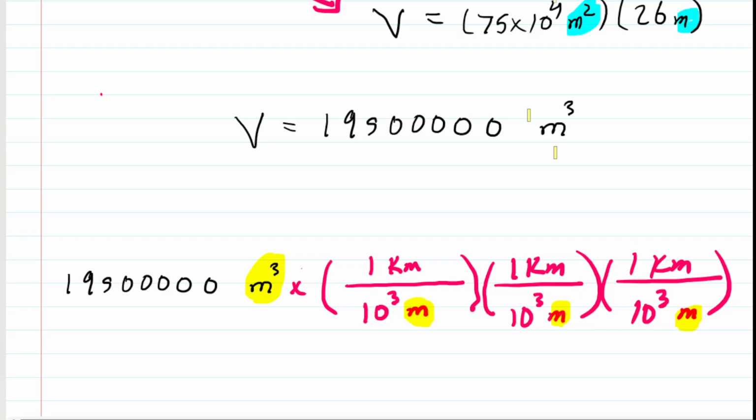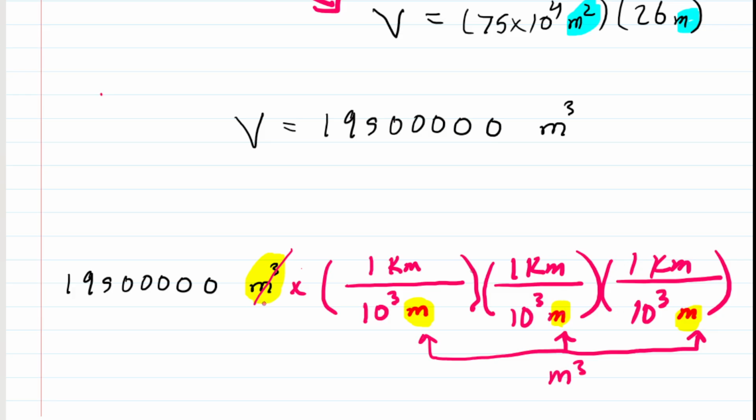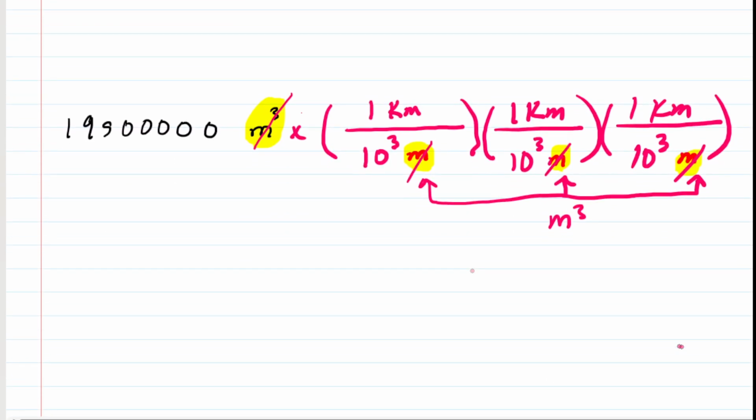So now look at the bottom carefully, all of the bottoms, and you have meters times meters times meters. And of course that collectively is meters cubed, and that will cancel with the meters cubed that we're starting with. So you can cancel the meters cubed that we're starting with, and then all three of these meters will cancel along with it. Now ask yourself, what unit would you be left with? And of course, you're multiplying kilometers by kilometers by kilometers. That is kilometers cubed. That is exactly the unit that we want to have.